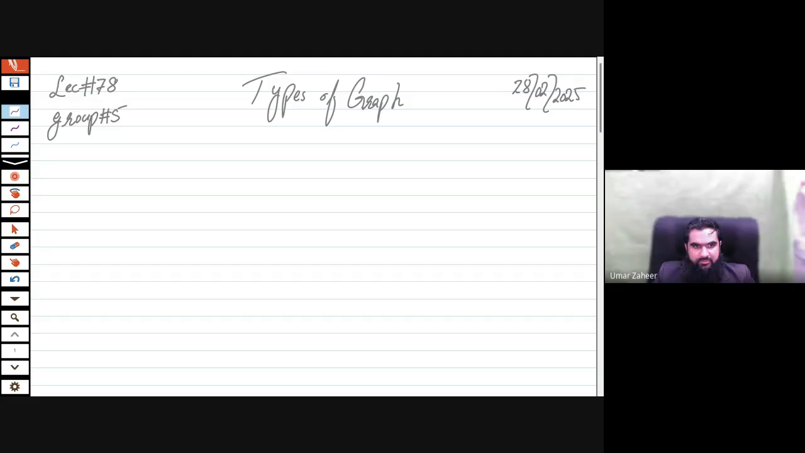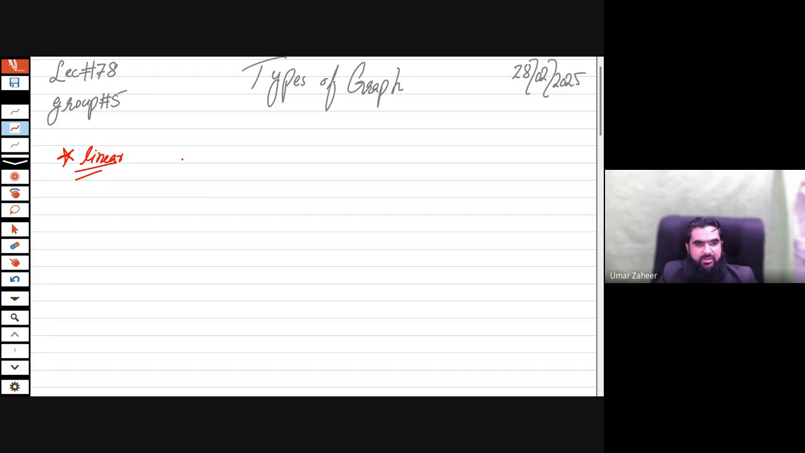So today we are just going to be talking about the types of the graph. The first type, obviously we already did this one, is a linear graph. Linear graph means we have done the straight line graphs, right? The graph that has the equation y = mx + c, but we have done different types.